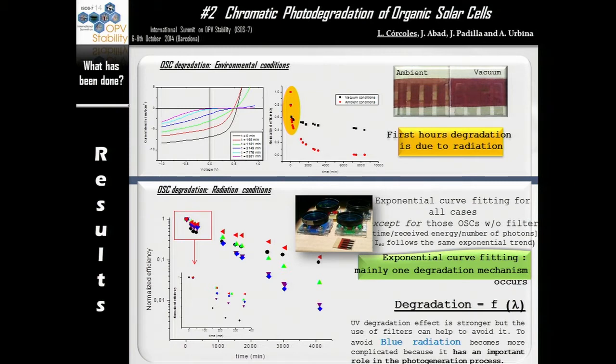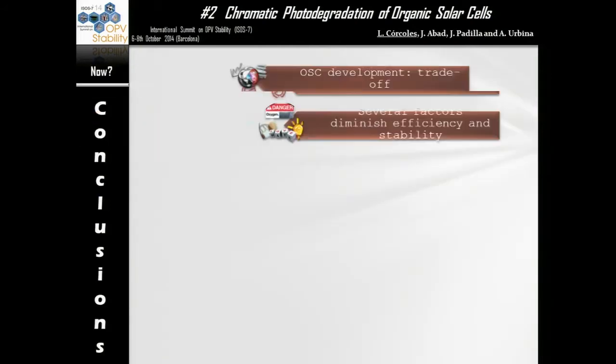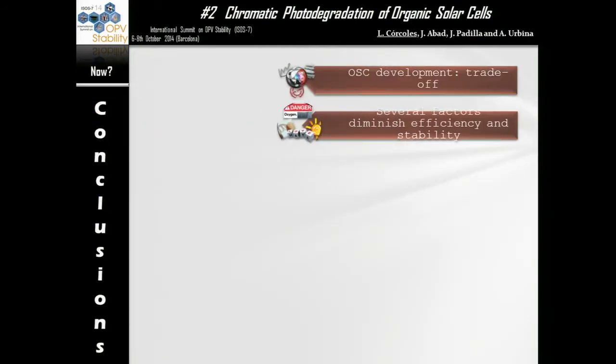However, in terms of filters, it's not too clear that we can avoid, for example, blue radiation because it has a role in the photogeneration. So as I said, organic solar cell development must be a trade-off between these three components, but we also have to take into account several factors that can diminish the efficiency and stability of our devices.